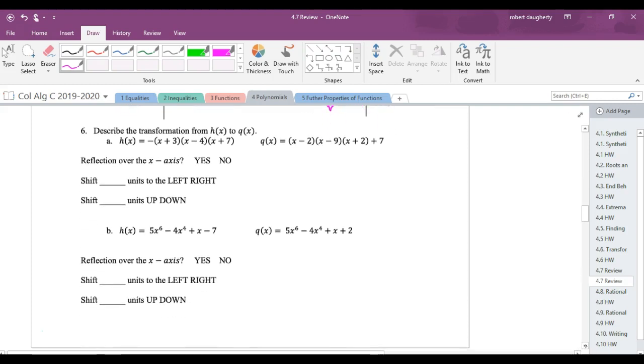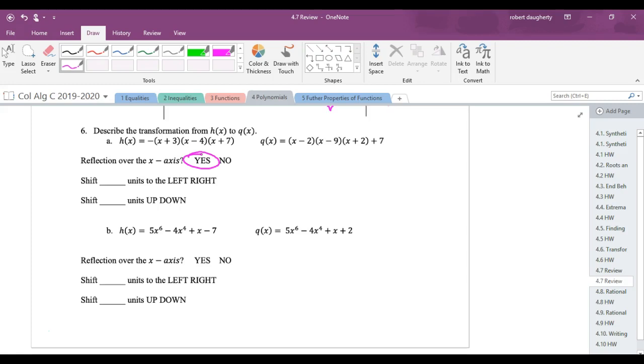Describing transformations, okay? How do I get from H to Q? Was I reflected over the x-axis? Yes, the sign changed. Did I shift? Okay. If it looks like it, so I was at x plus 3. What happens if I subtract 5, I get to -2. -4 minus 5, I get to -9.